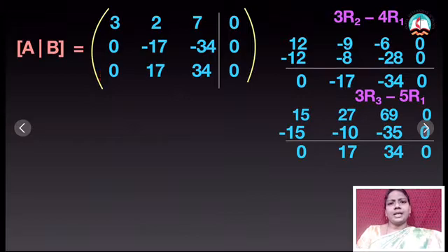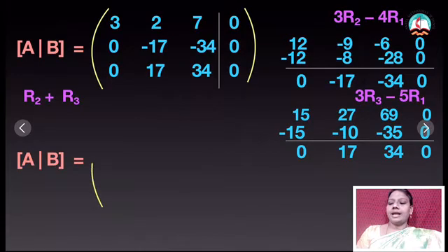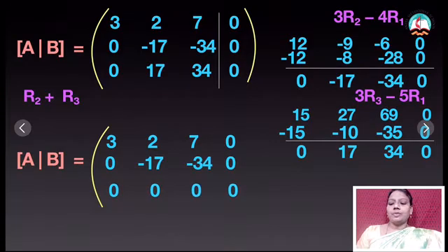What is the next step? We have to make this one equal to 0. So if I am going to change that to 0, it is enough for me to take R2 plus R3, because here I have 17, here I have minus 17. It is enough for me to add the value. So if I am adding that, then the first row and the second row will be the same. Third row, if I am just adding, I will get an answer like this.